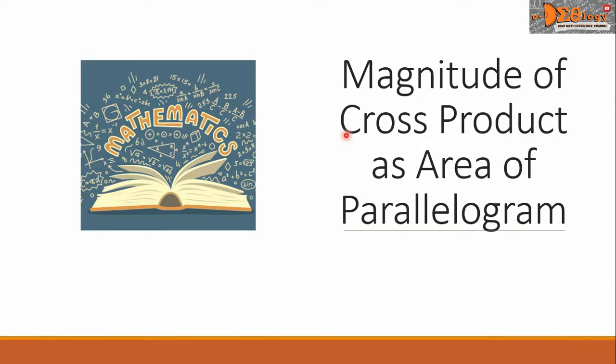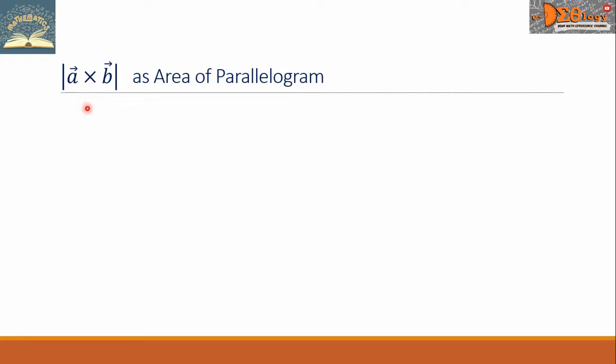Hi everyone. Today we're going to study the magnitude of the cross product as the area of a parallelogram. So we use the symbol here, the magnitude of vector A cross vector B, as the area of the parallelogram.